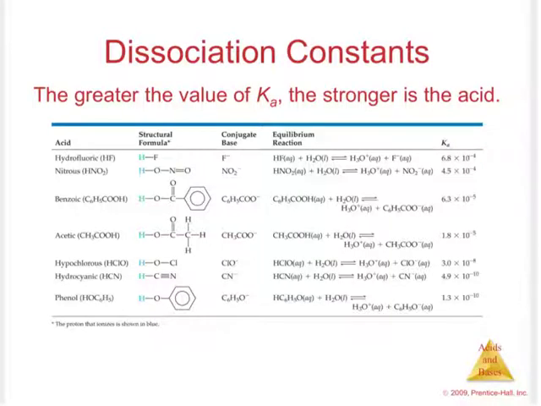So the trend, or the interpretation of this, is that the greater the value of Ka, the stronger the acid, the more it's going to dissociate into hydrogen ions and its anion. The more hydrogen ions it's going to have on the product side, the greater the value for Ka will be.